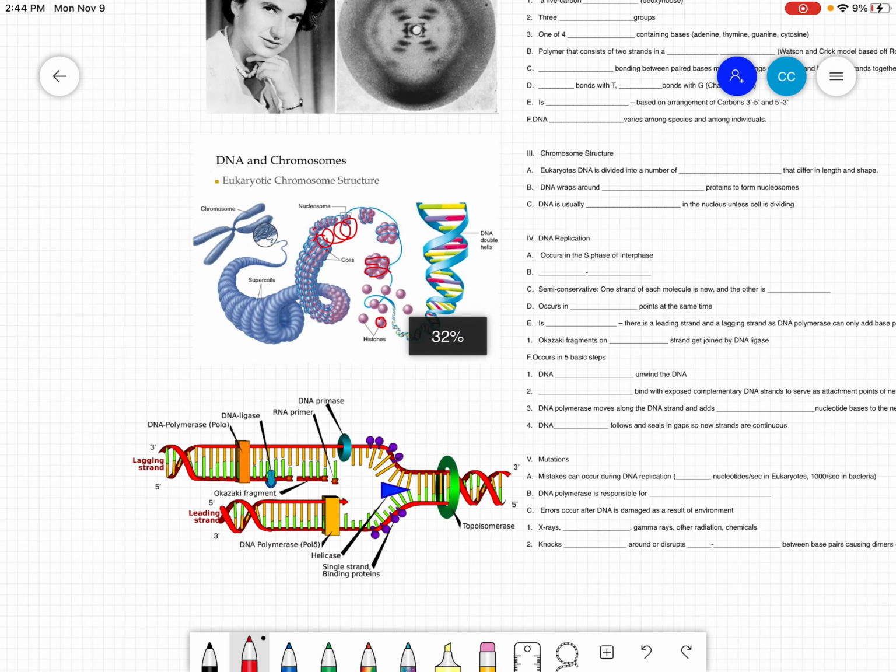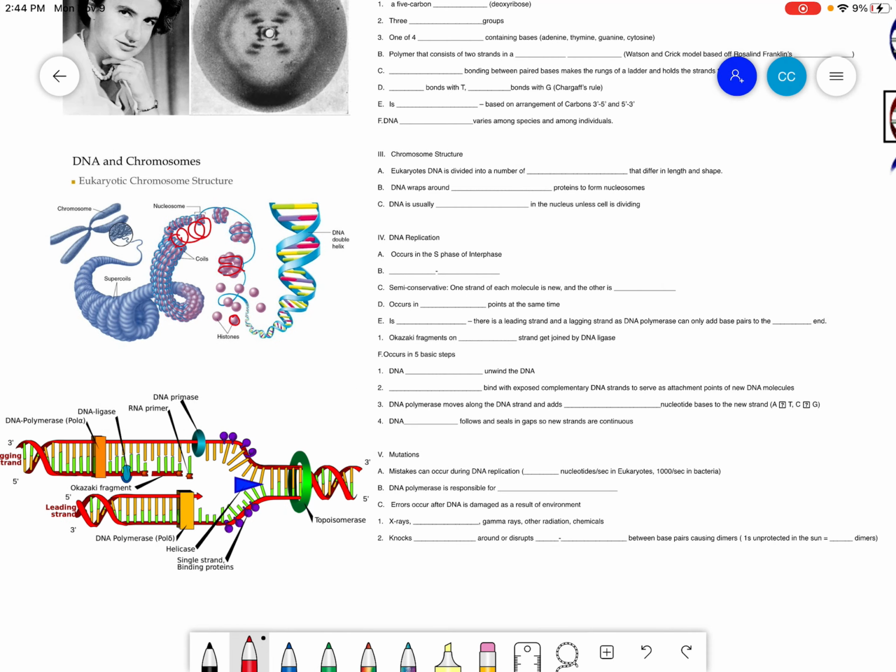But again, most of the time in the nucleus, the DNA is left unwound so that it can be copied and replicated and made into proteins, which it can't do if it's all bound up in this way.